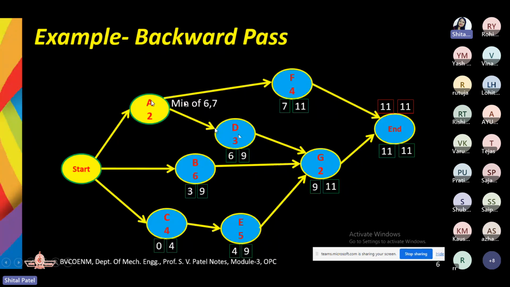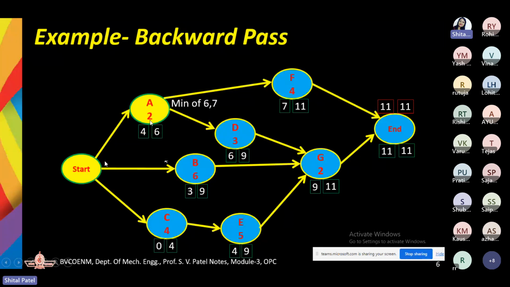So now when we are moving towards the backward pass, at that time we need to consider the minimum latest time of the succeeding event or activity. So here for F we have 7 as the latest start time, and latest start time for D is 6. So out of the 7 and 6, we need to take the minimum one. So here for A, we are having the latest finish time as 6. Similarly, latest start time is 6 minus 2, which is 4.